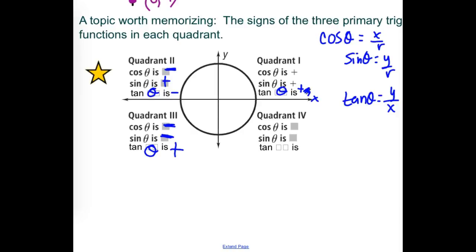All right, let's check our answer. Cosine in this quadrant is positive. Sine is negative. Tangent is negative. Okay, are we good with that? All right.